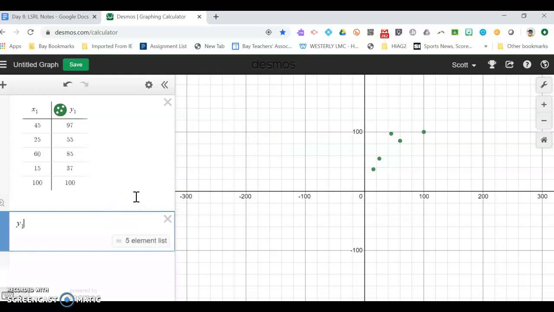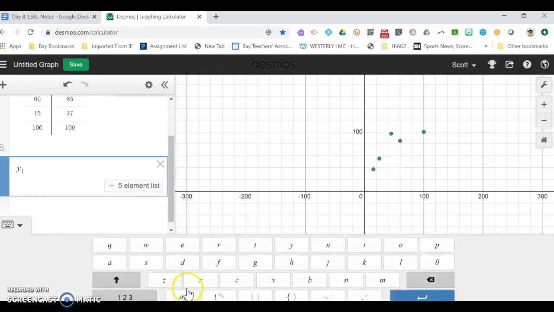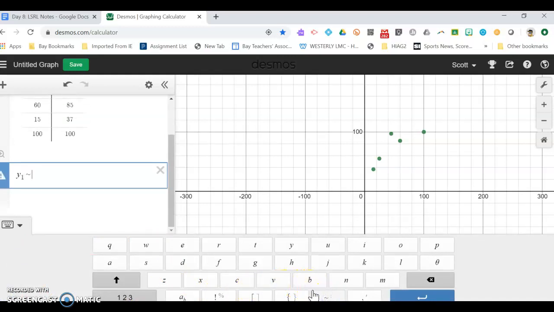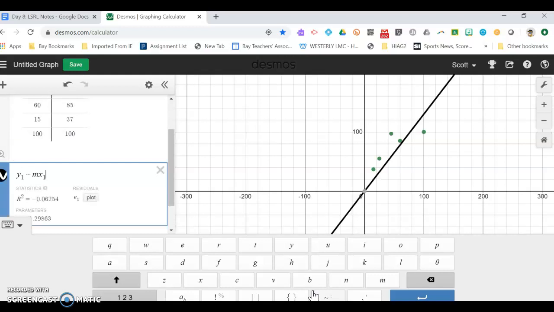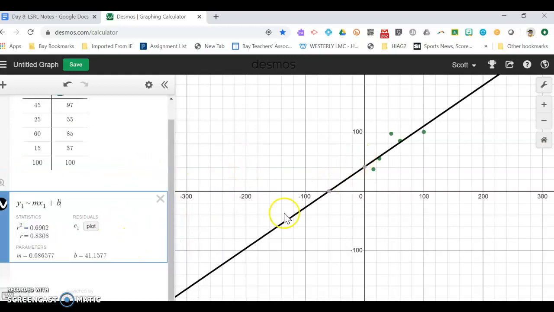And you'll do this anytime for any type of equation. And then I'm going to hit the keyboard. And then I'm going to hit ABC. I'm going to hit this squiggle. And then y equals mx plus b is the form that we're trying to find. So in this case, we're going to do mx1. So it's going to be using the x values as the x1, and the y1 represents the y's, plus b. Okay? And you now get to see the line of best fit.